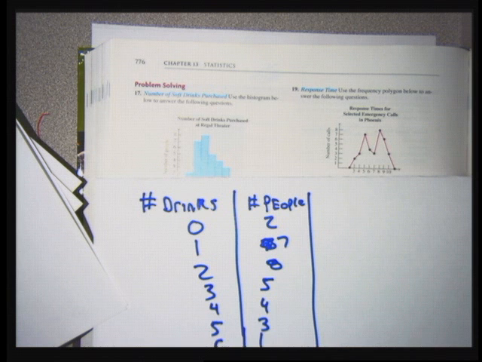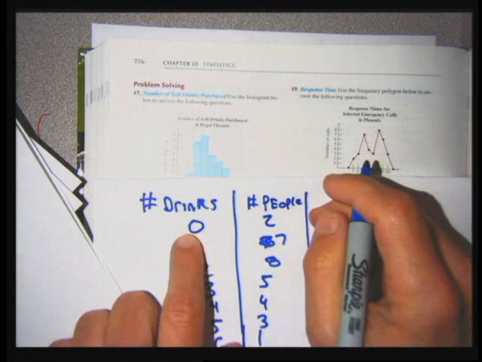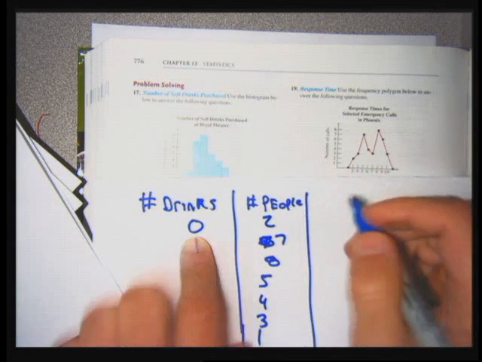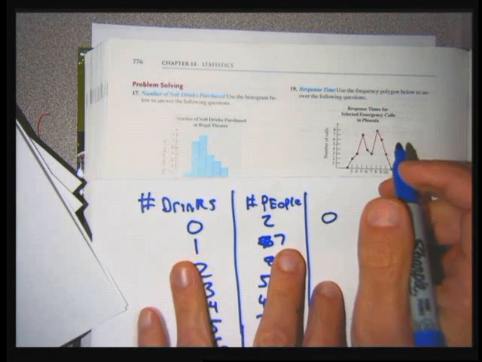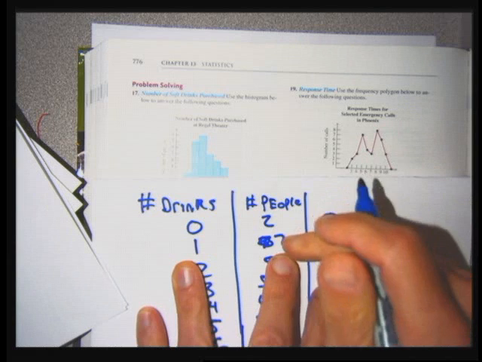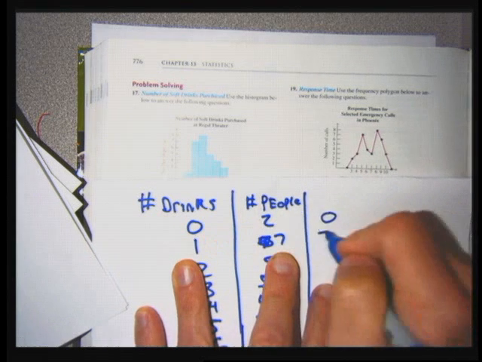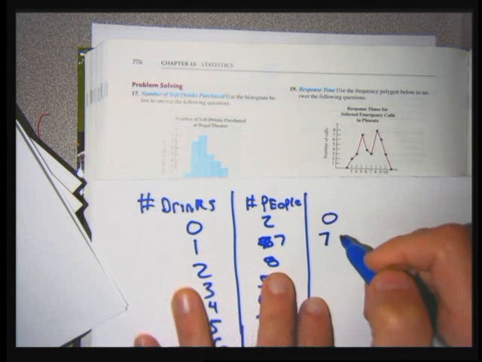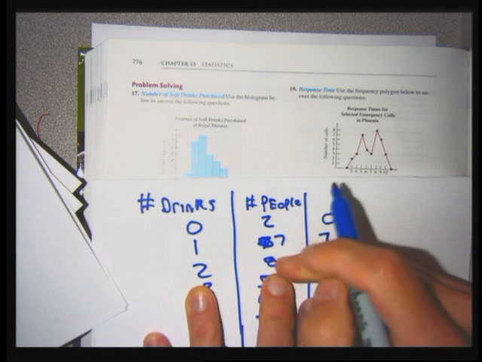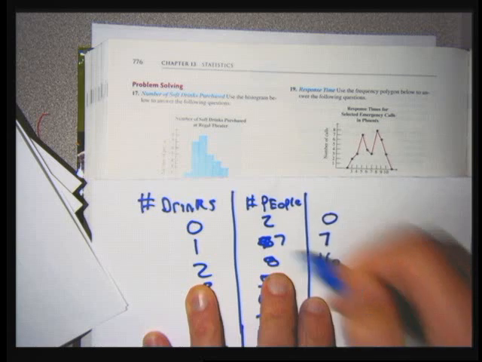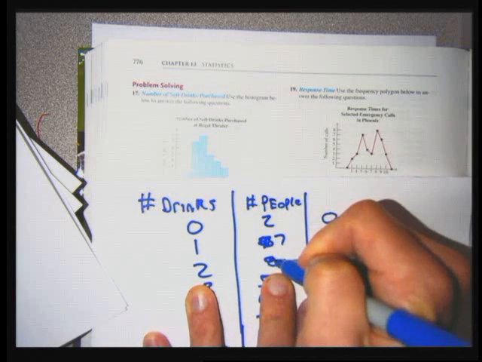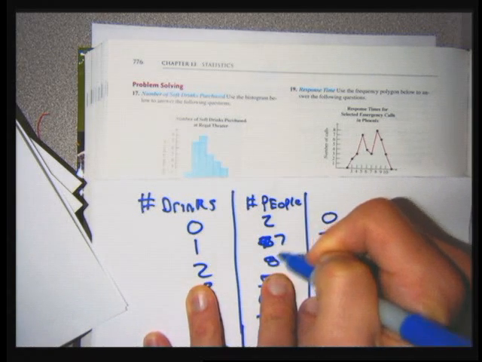And how many drinks did they buy total? Well, it's more than 30 drinks. How do I figure out the number of drinks? I'm going to multiply and add. There were 2 people that bought 0 drinks, so that would be a total of 0 sodas. There were 7 people that bought 1 drink. If I multiply 7 people times 1 drink, that's the 7 drinks that they bought. 8 people bought 2 drinks. I'm going to take the 8 people times the 2 drinks that they bought. That's a total of 16 drinks.